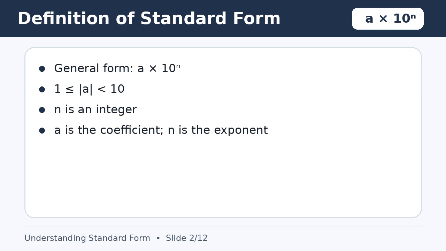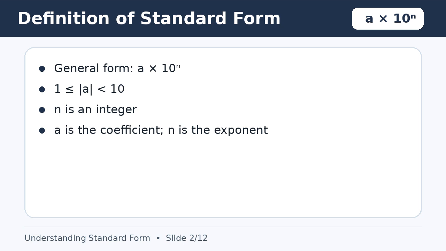A number written in standard form has the structure a times 10 to the power n. In this expression, a is a number greater than or equal to 1 but less than 10. Therefore, 1 is less than or equal to the absolute value of a, and the absolute value of a is less than 10. The letter n represents an integer. An integer may be positive, negative, or 0. The number a is called the coefficient, and n is called the exponent, or power.